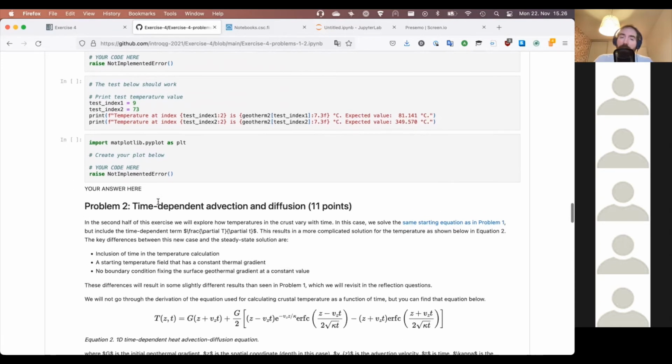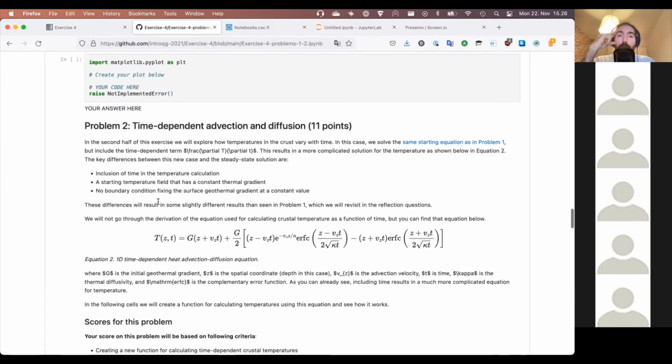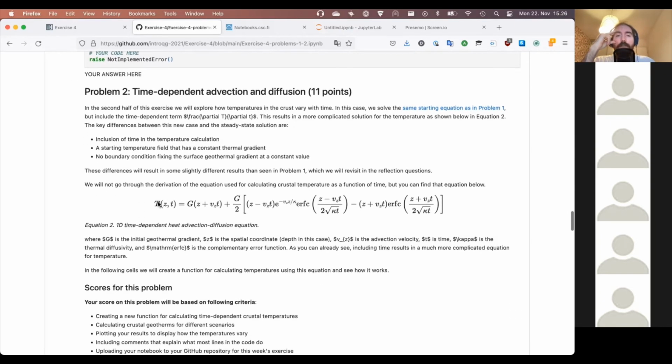Problem number 2 is very much in the same kind of template as problem number 1, but now we're going to deal with time. And as you saw, when we deal with time, we get a little bit nastier equation we have to handle. It's not so bad, but it does take a little bit of extra effort to get this one working properly. We can talk a little bit about strategies for handling this. But the basic idea will be, again, to make a new function in which you calculate a temperature as a function of both depth and time.